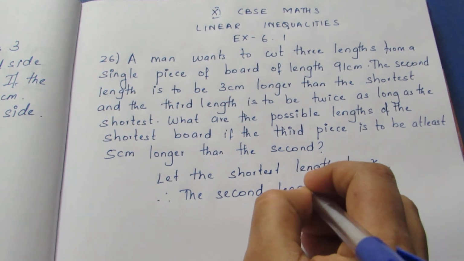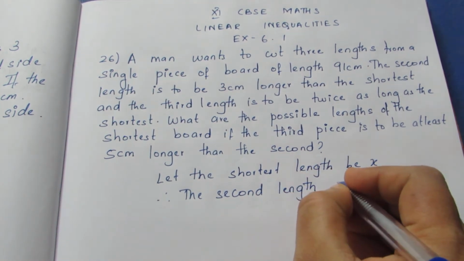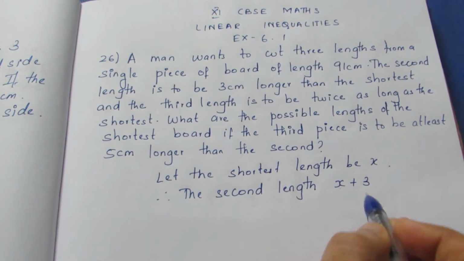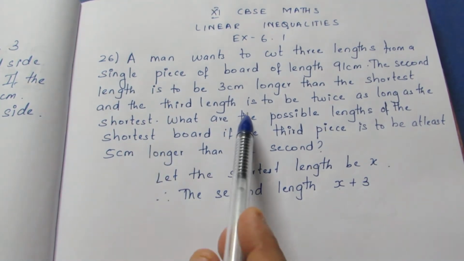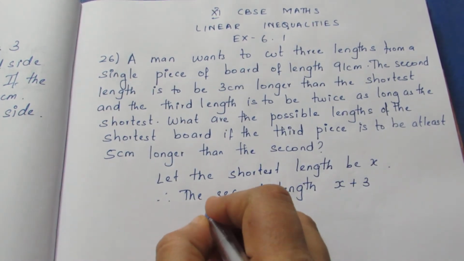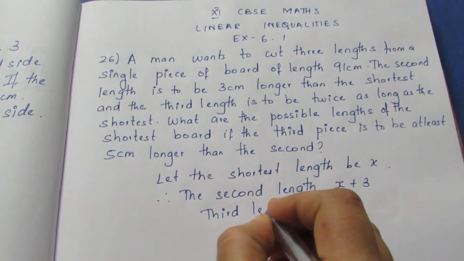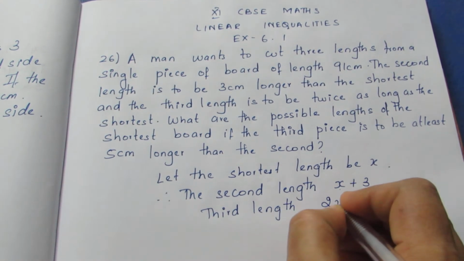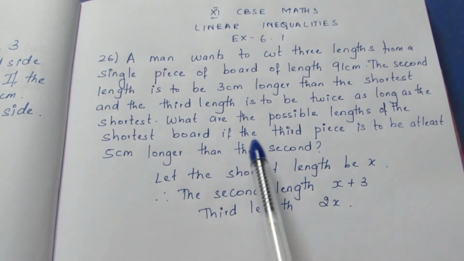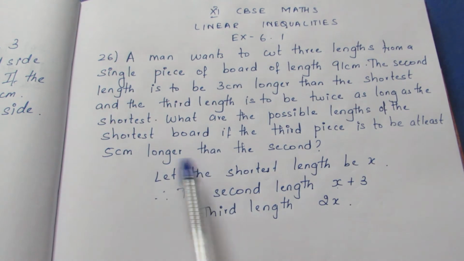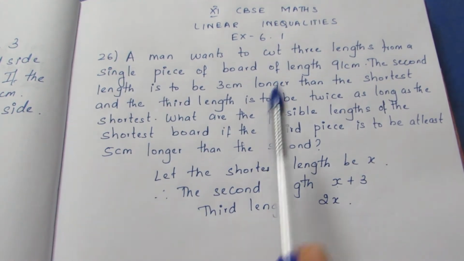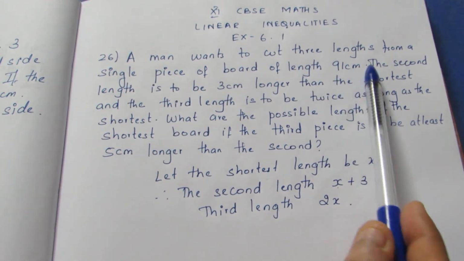the second length they have given the condition to be 3 centimeter more than the shortest, so x plus 3. And the third length is to be twice as long as the shortest. So the third length will be twice the shortest. Now what are the possible lengths of the shortest board if the third piece is at least 5 centimeter longer than the second? So we know two conditions, that the total length of the board is 91 centimeter.